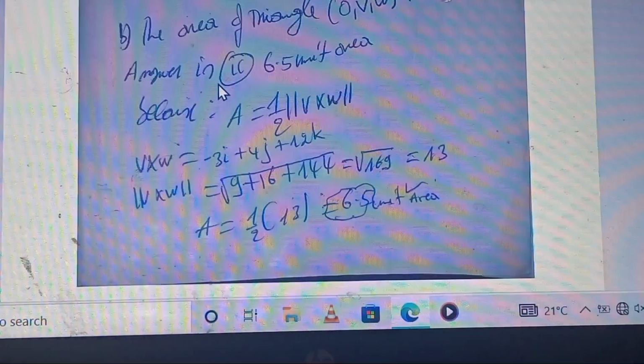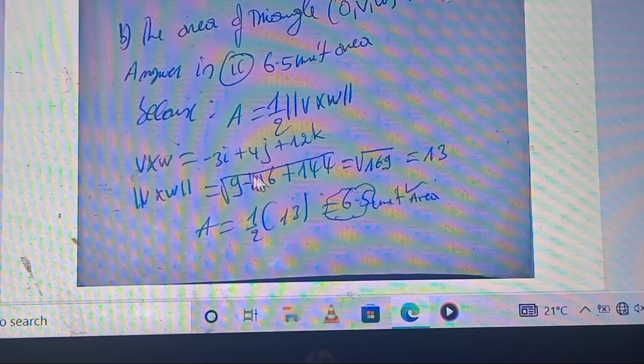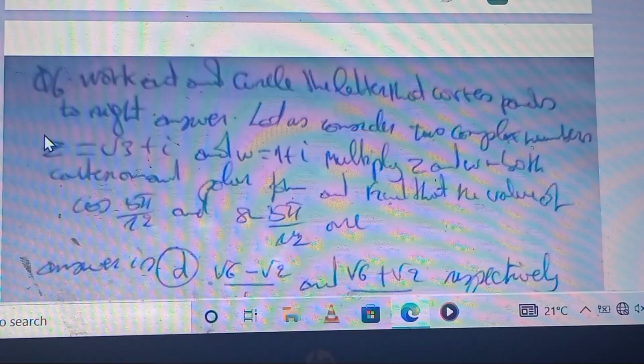After you get that point, the point minus 3, 4, and 12, then you take the magnitude. When you take the magnitude, you get 13. Then you divide by 2, and you get the area of the triangle without repeating the steps. Okay, good. Question number 6.